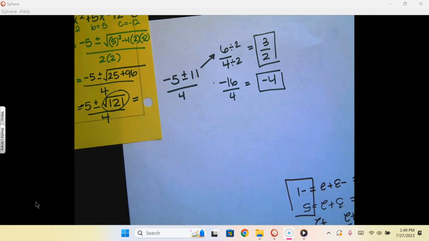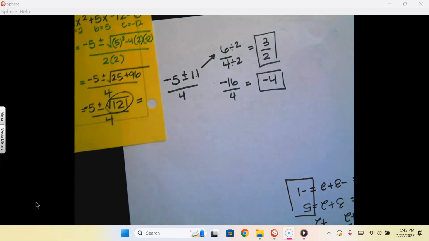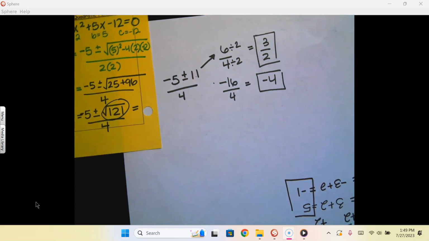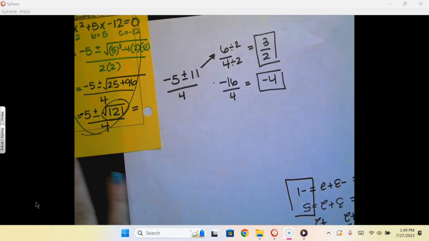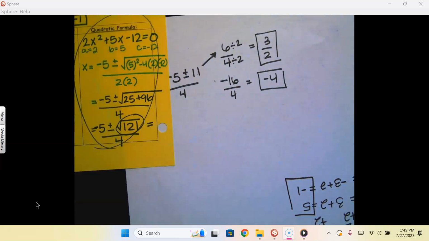So again, we get those same two answers using the quadratic formula. So I think if I was to do this problem, I either would have used factoring or quadratic formula. I probably would have gone with quadratic formula if I had the option.